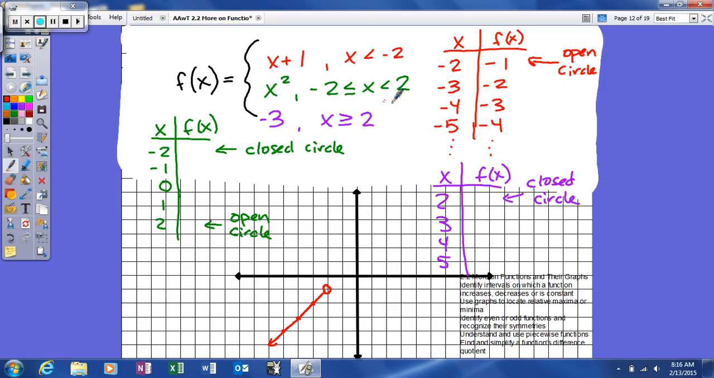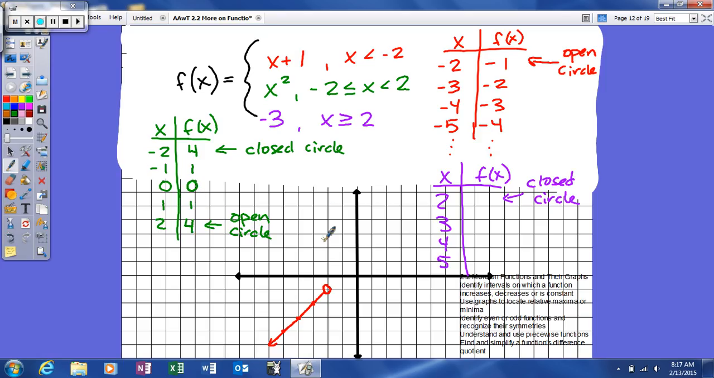Okay, now we're going to move on to this part. This part is just going to be a segment. It's going to be between negative 2, where negative 2 is included, and positive 2, where positive 2 is not included. So over here, I'm going to plug in enough values to get the idea of what the shape of the graph is going to look like. When I plug in negative 2, the function is telling me to square it. Negative 2 times negative 2 is a positive 4. Negative 1 squared is positive 1. When you square 0, you get 0. When you square 1, you get 1. When you square 2, you get 4.